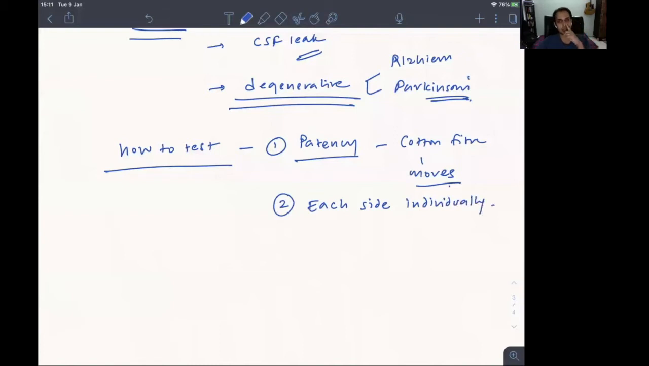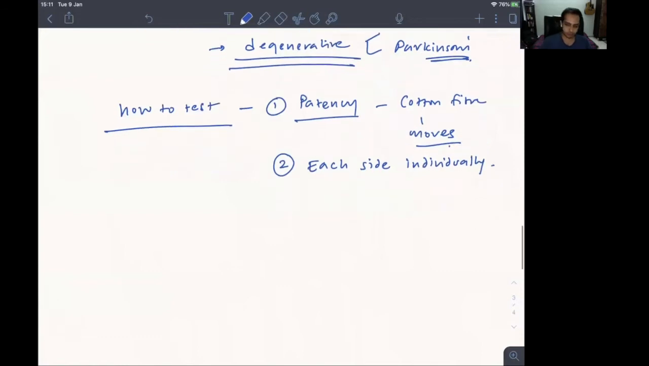So you close each nostril and you test the sensation of smell in each side individually. The patient should not see what you are putting in front of the nose. So your eyes must be closed, and it should be a familiar smell that the patient knows. And he should be able to identify, and you should use different smells for each nostril.